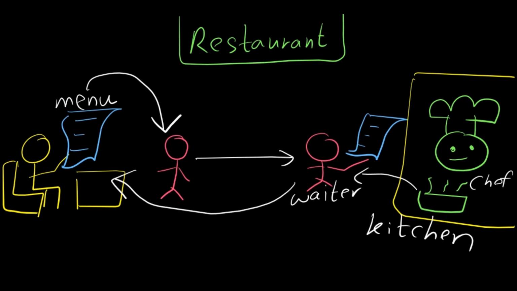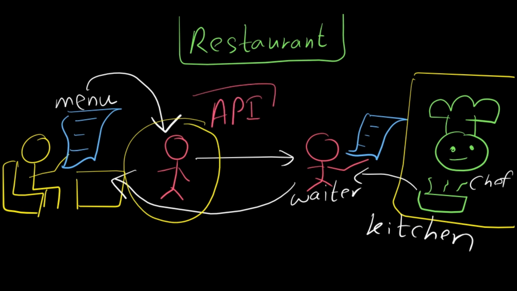Now, think about this carefully. You never walked into the kitchen yourself. You don't touch the stove. You don't cook the food. The waiter handles the communication between you and the kitchen. That waiter is the perfect example of an API.